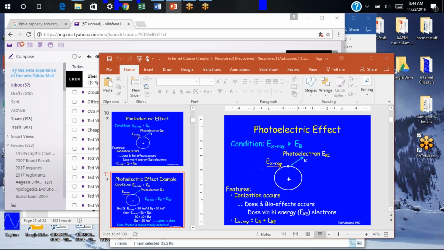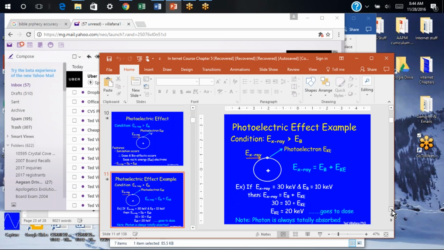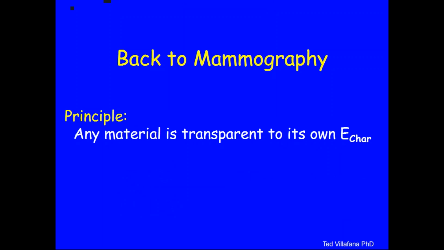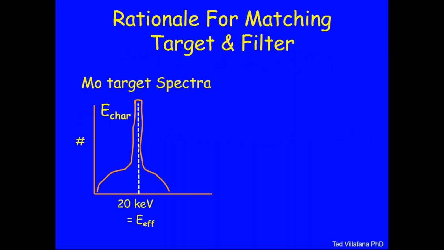With that little background, let's go back to mammography and show how that little balance equation answered the question, or the principle, that we had posed, and that was any material is transparent to its own characteristic radiation. In other words, when you put a filter in the beam that is produced by the same atomic number material, in mammography, we have a molybdenum target and we use a molybdenum filter. A very interesting thing happens.